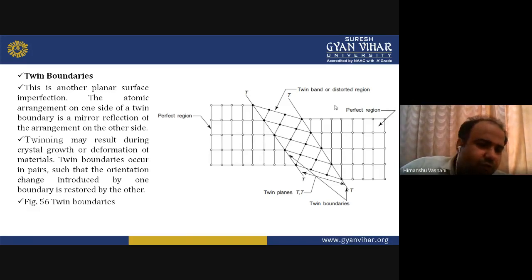Whenever there is a deformation of material or crystal growth, you will find that these kinds of twin boundaries occur, normally in pairs, such that the orientation change introduced by one boundary is restored by the other. So here you have twin boundaries, a planar surface imperfection, which is normally studied with the help of microscopic view. Now we go further.